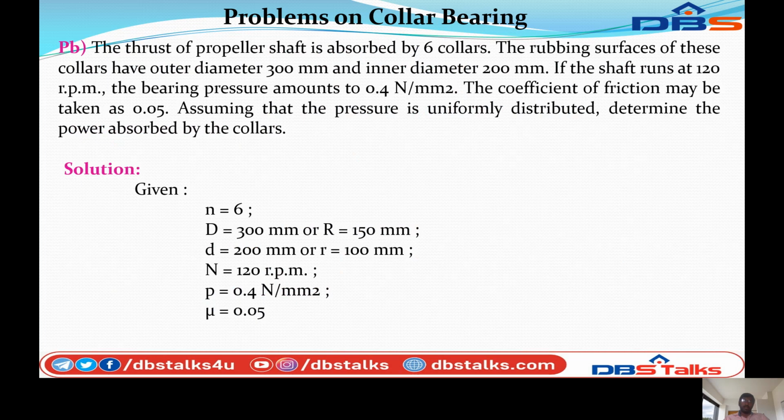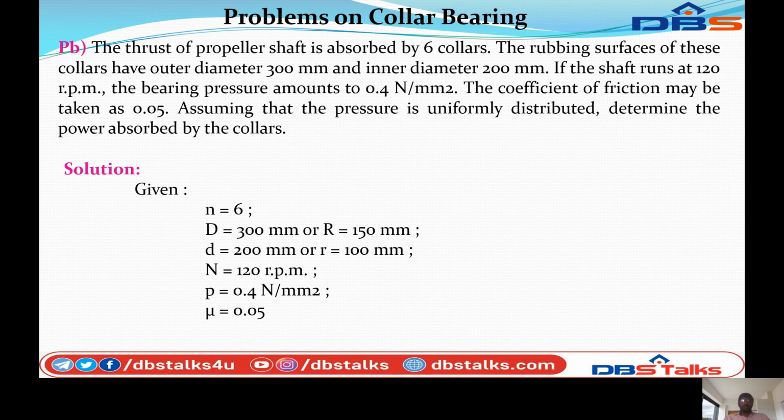So next is a problem on collar bearing. The thrust of a propeller shaft is absorbed by 6 collars. The rubbing surface of each collar has outer diameter 300 mm and inner diameter 200 mm. If the shaft runs at 120 rpm, the bearing pressure amounts to 0.4 Newton per mm square. The coefficient of friction may be taken as 0.05. Assuming the pressure is uniformly distributed, determine the power absorbed by the collars.